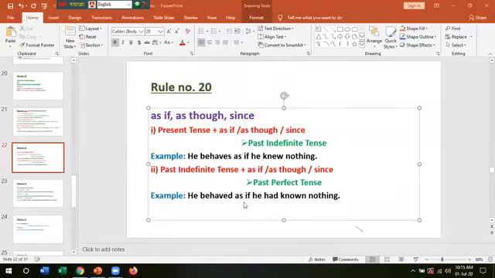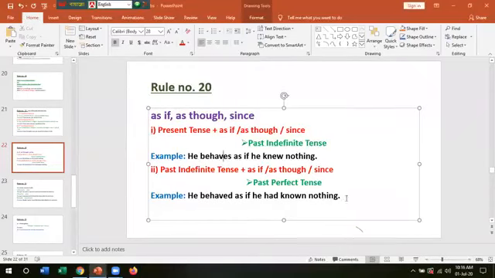Example, he behaved as if he had known nothing. Here you see the first part, the first clause, he behaved, subject plus past form of verb, that is past indefinite tense. Then we have used as if, and then the later part, past perfect tense, subject he, then had, structurally had, then the past participle of verb, that is known, he had known nothing.